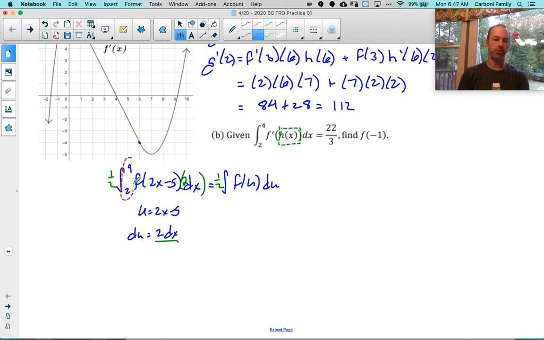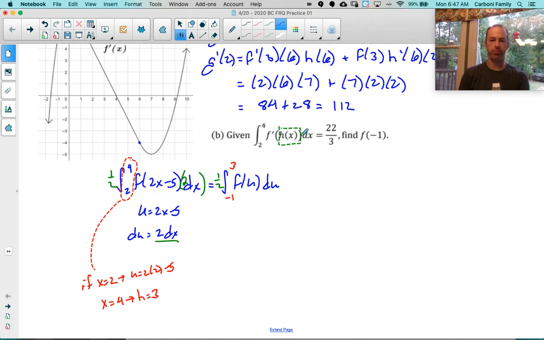So my 2 and my 4, this is something that comes in handy. If x is equal to 2 and u is equal to 2x minus 5, u would be 2 times 2 minus 5, which is -1. And if x is equal to 4, then u would be 2 times 4, which is 8, minus 5, which is 3. And I have a typo here.